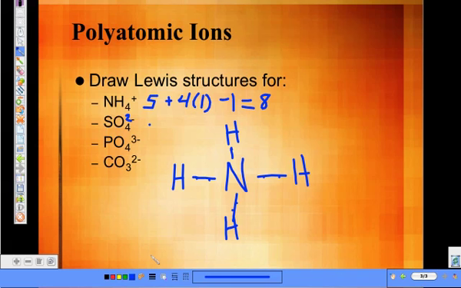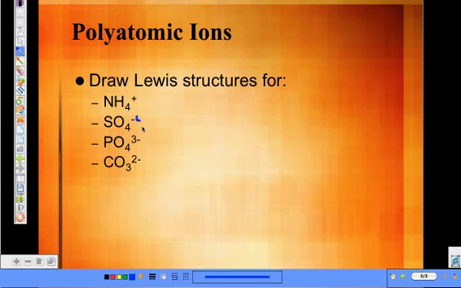Now to finish it off, since it's a polyatomic ion, we need to put brackets around it and put the charge outside. So that way we know what we took away, an electron. We have a plus 1 charge for that whole thing. On your sheet it says 2 minus. Up here the 2 didn't get transferred. So for SO4 2 minus, this should be minus 2.